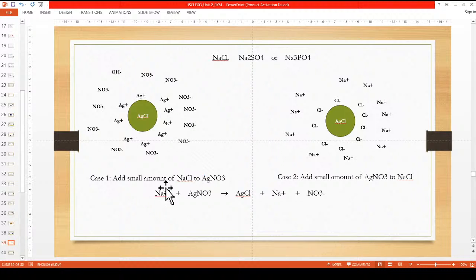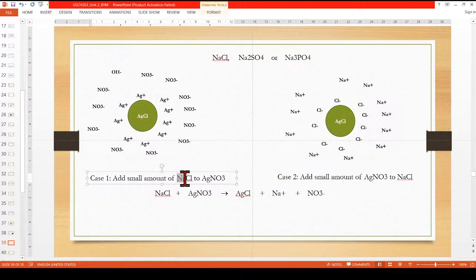So what will happen when you are adding a small amount of NaCl into AgNO3? AgNO3 is your host, so the whole solution is AgNO3.